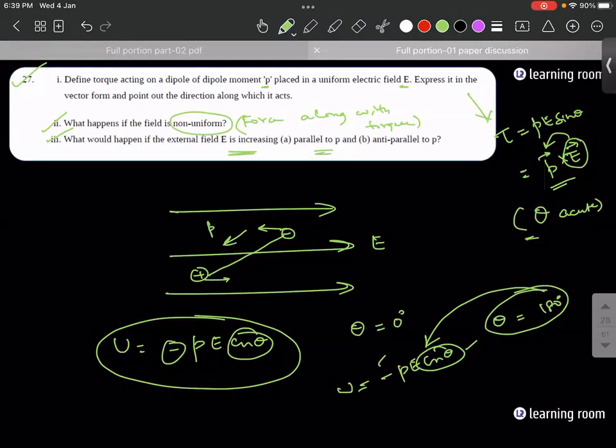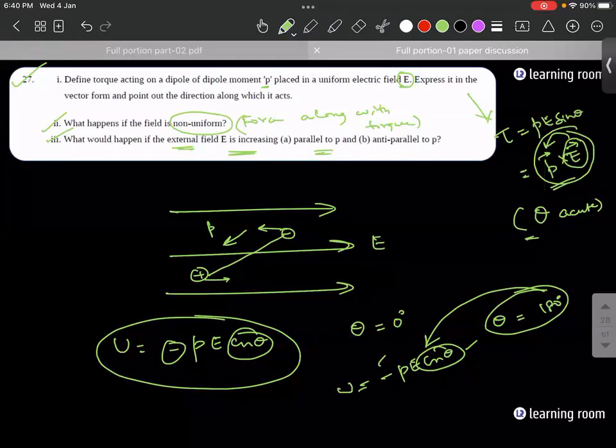What would happen if the external electric field is increasing? Is increasing parallel to the... Sir, if there is already a field which is not parallel, and we increase the field, this is parallel. No. What would happen if the external field E is increasing parallel to P? Sir, the external field already exists, which is not parallel to P, but they are increasing only the component which is parallel. So torque will not change.